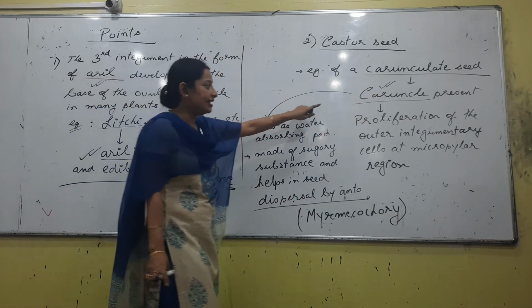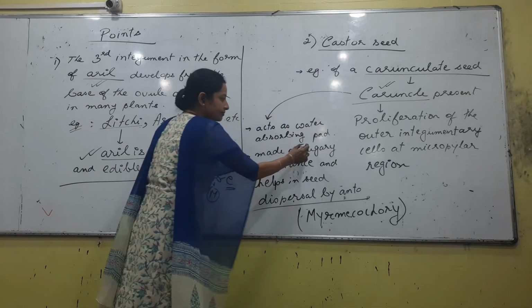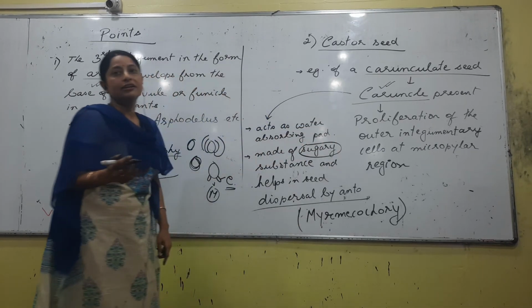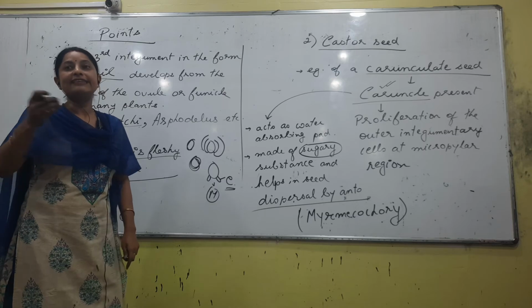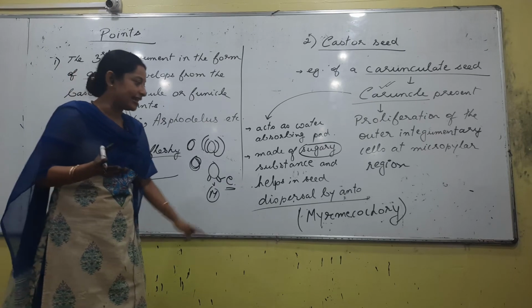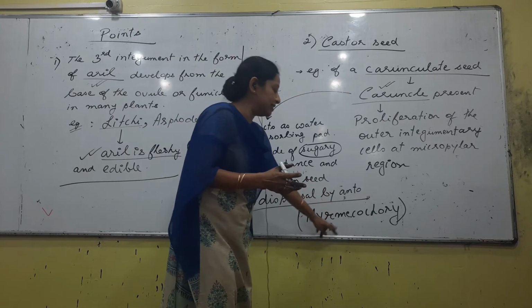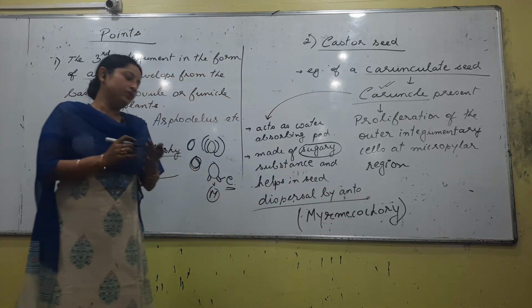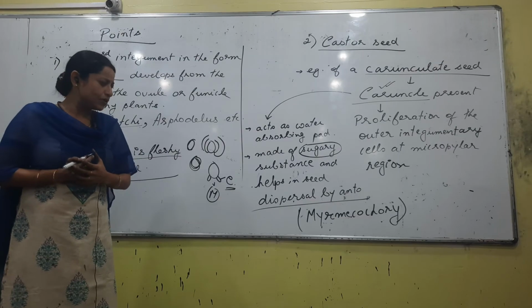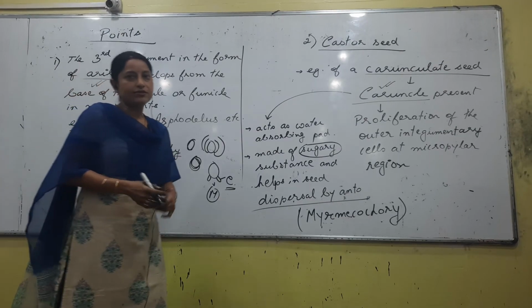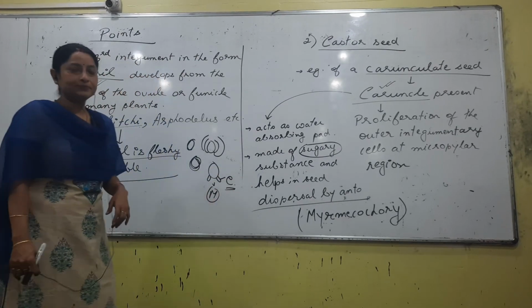Next, in the caruncle, what you have is sugar, right? So obviously insects will come, and ultimately it will help them in pollinating. Pollination by help of ants is called as Myrmecochory. We will be talking about pollination a little later. All of these are types of pollination.